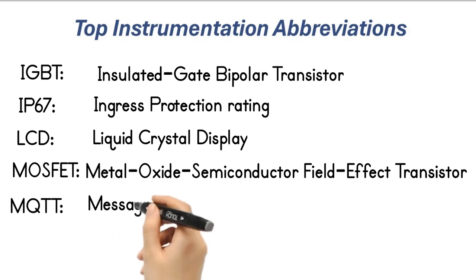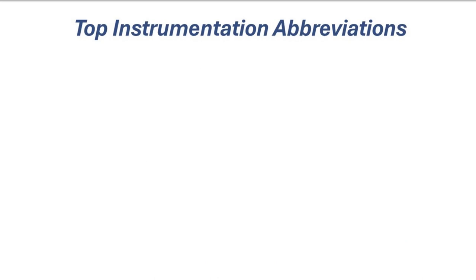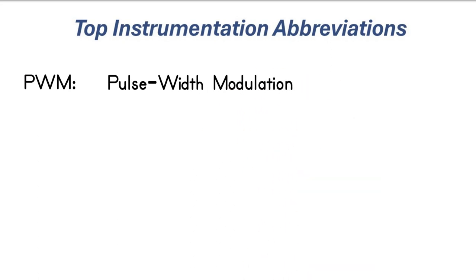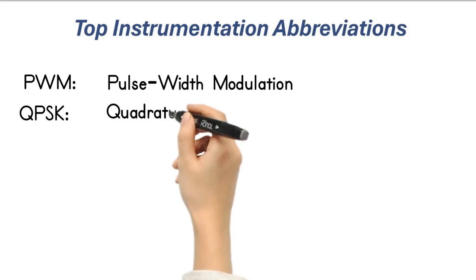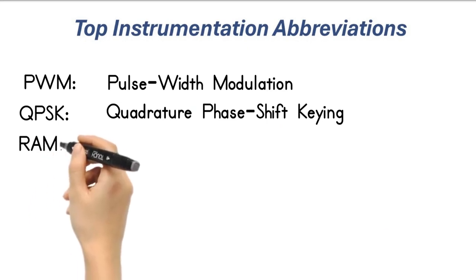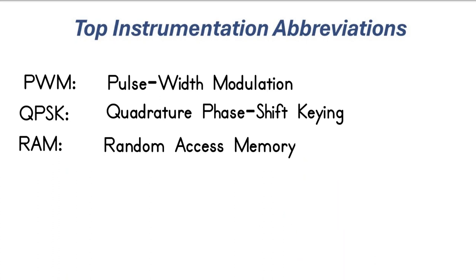MQTT. MQTT stands for Message Queuing Telemetry Transport, a lightweight messaging protocol for small sensors and mobile devices. PWM. PWM stands for Pulse Width Modulation, a technique for encoding information in a pulsing signal. QPSK. QPSK stands for Quadrature Phase Shift Keying, a modulation scheme used in digital communication. RAM. RAM stands for Random Access Memory, a form of computer memory that can be read and changed in any order, typically used to store working data and machine code.